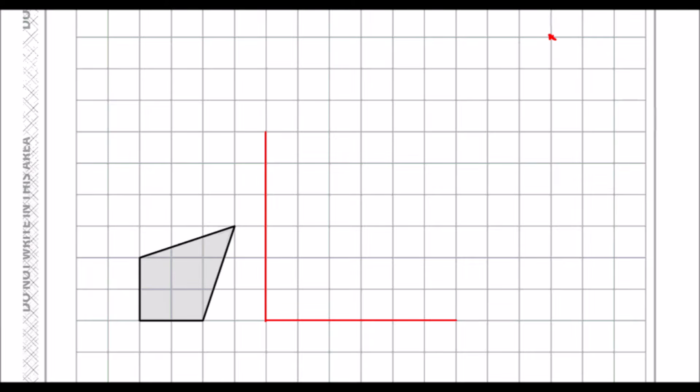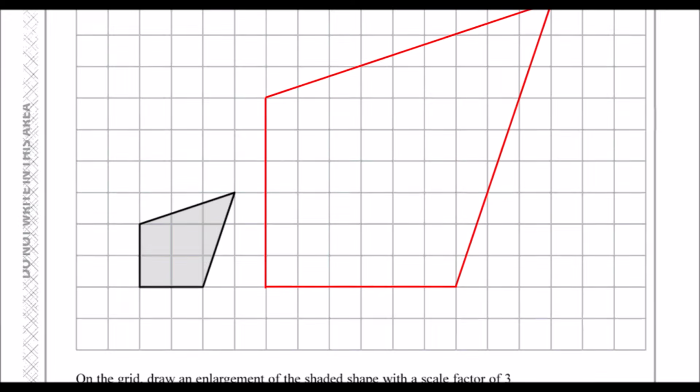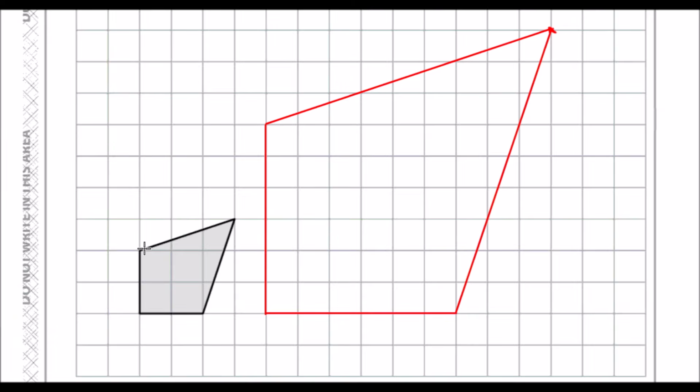And then let's connect those points up. And there is our enlarged shape. So every length, if we measured it now, will be 3 times as big as the original shape. And you can check that with a ruler. You can check that this length is 3 times bigger than this length.